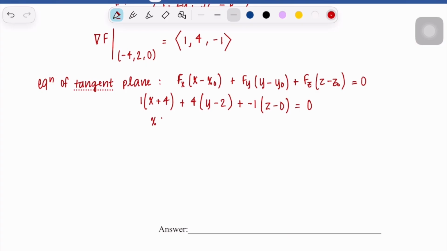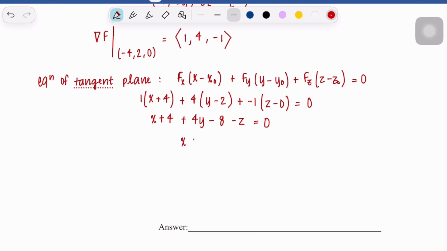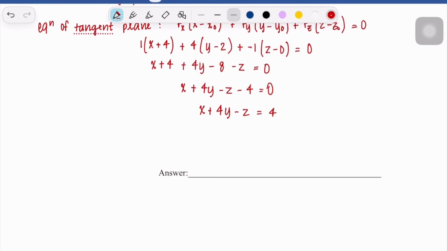Now we'll just simplify this a bit. So this just becomes x plus 4. This would become 4y minus 8, and this just becomes negative z equals 0. So we just shift all the variables or club them together, and this would become negative 4. Okay, so this is our final equation to the tangent plane, and that's your answer.